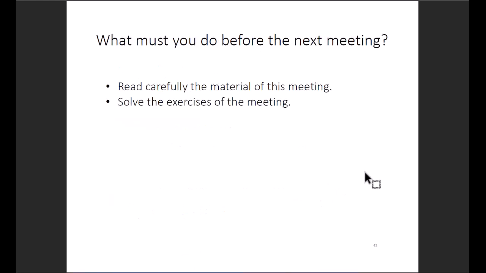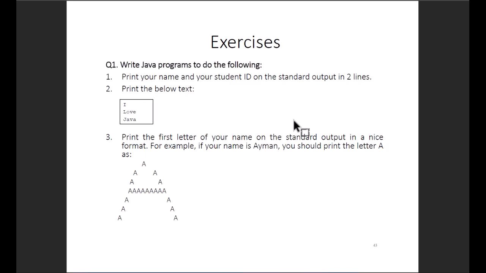Now let me go to exercises. What you do before next meeting, reread everything and solve the exercises. I will help you with the first 2 exercises, and then you can continue the rest by yourself. Print your name and student ID on the standard output in 2 lines. Of course, try to do them yourself. If you were unable to do them, then come back to the recording. If you were able to do them, this is excellent, and you have solutions for these exercises available on Moodle as well. So let me do exercise 1.